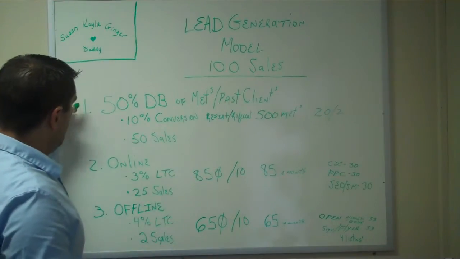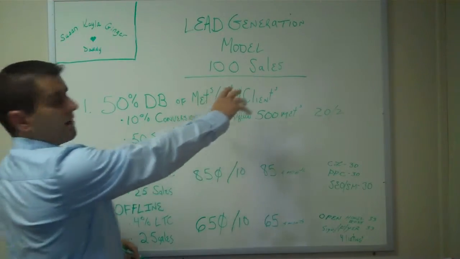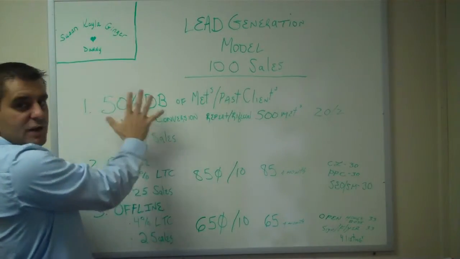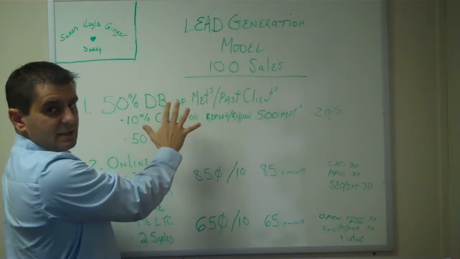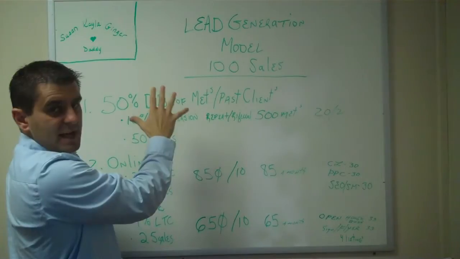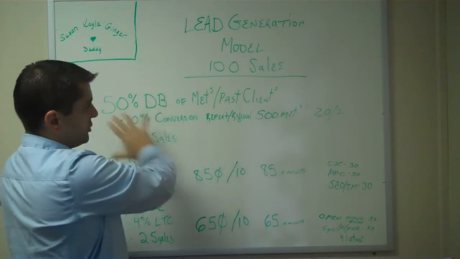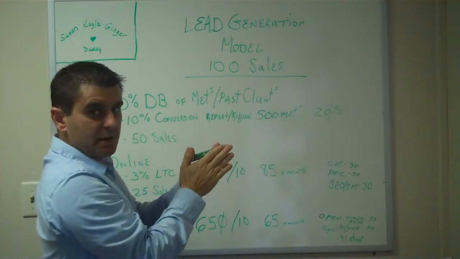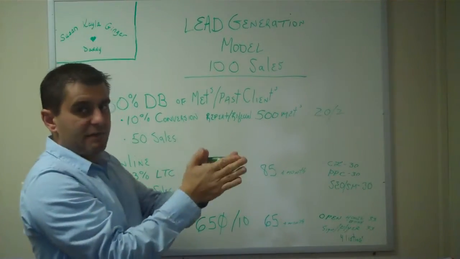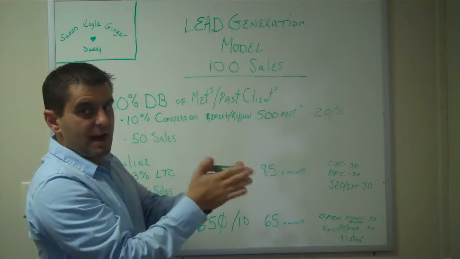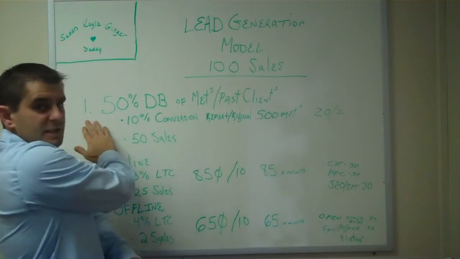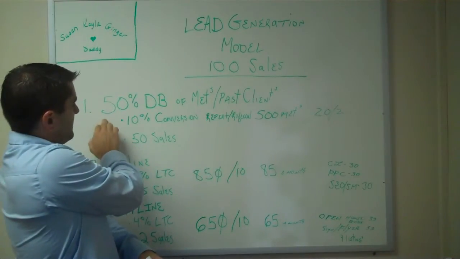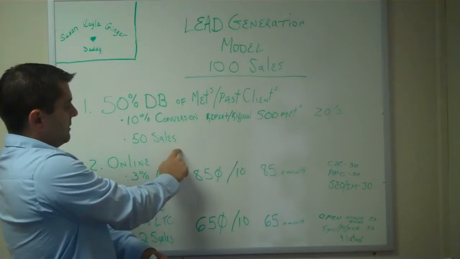So basically, the MREA model for 100 sales is taking half of your sales coming from METS, marketing your database, past clients, and I'll show you these numbers in a second. So we're going to assume that half of your business is coming from METS and half of your business is coming from not METS. So 50% of the 100 sales coming from METS is 50 sales.